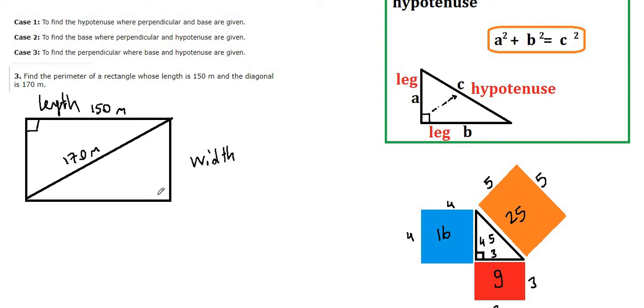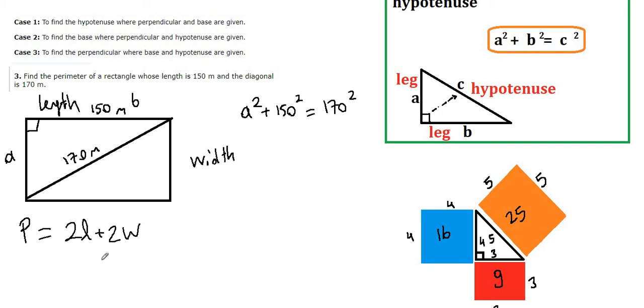So to be able to find width, we can apply Pythagorean theorem. So let's call this side A. So A squared plus 150 squared, which is side B, equals 170 squared. Now we're going to solve for A and find the width. After we find the width, we're going to apply the perimeter formula. Perimeter of a rectangle is 2 times length plus 2 times width, or 2 times length plus width. Okay, let's go back to Pythagorean theorem.